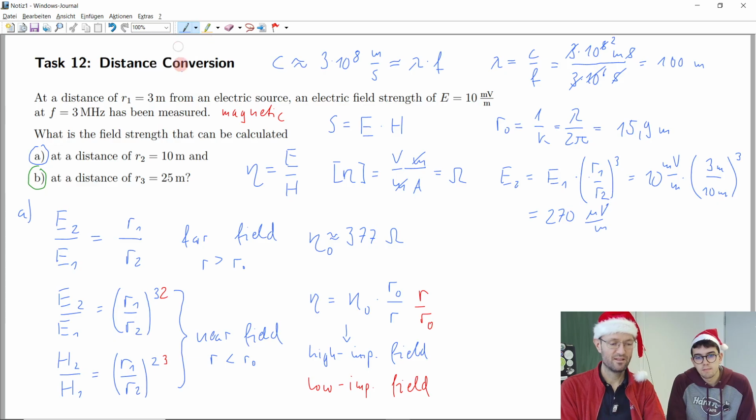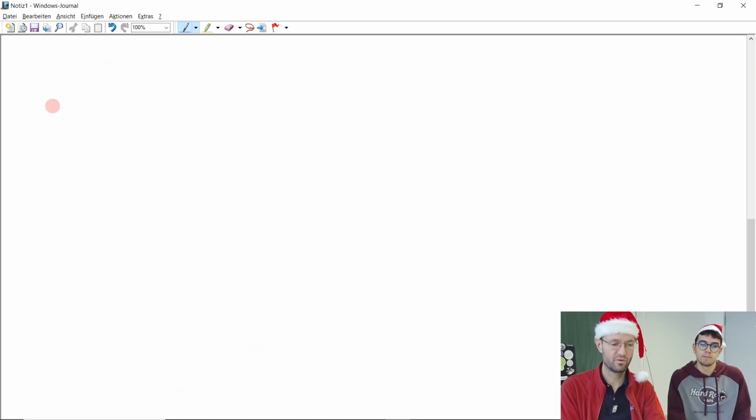But let's say there is one point that belongs to the near field and to the far field at the same time. And this is R0, this transition distance. So what we need to do at B is, at first we need to convert from the 3 meter or from the 10 meter, from what we know, what is in the near field, to the transition distance using this formula. And then from the transition distance to the far field using this formula. Okay, I don't have enough space here, so I will write this on the next page.